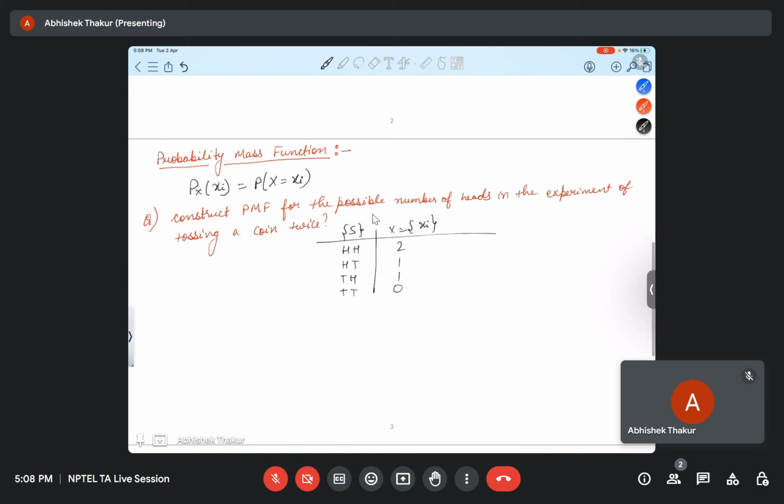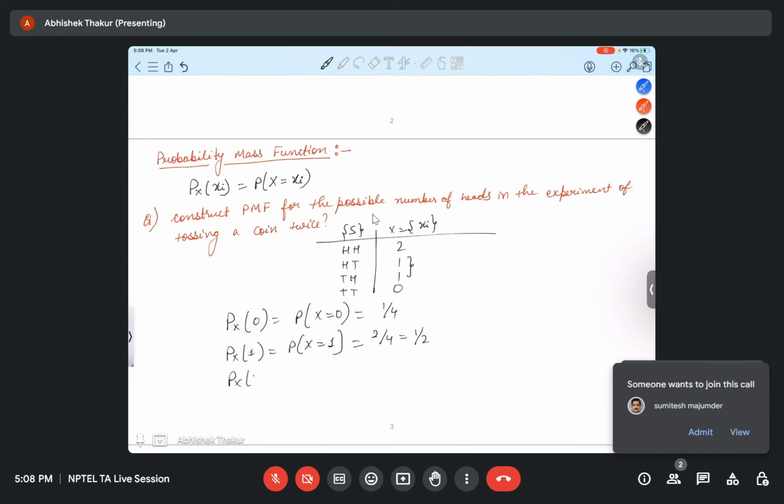So now probability of X such that the value is 0, that is probability X is equal to 0, is 1 by 4. Probability of X is equal to 1: the number of times head is occurring once is 2 times, so this will be 2 by 4, that is 1 by 2. And probability of X is equal to 2 is 1 by 4.